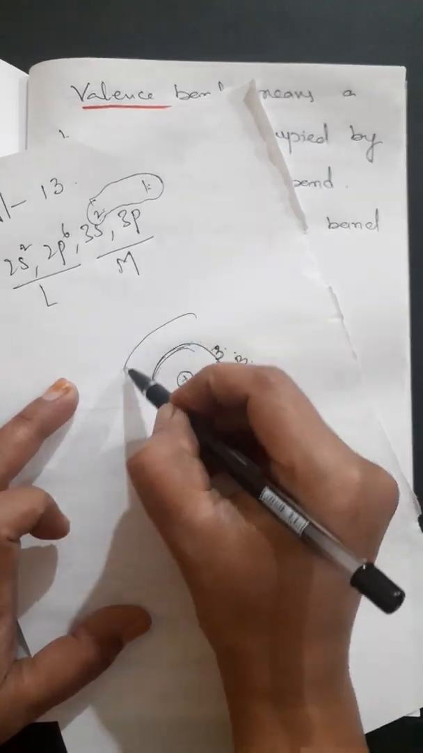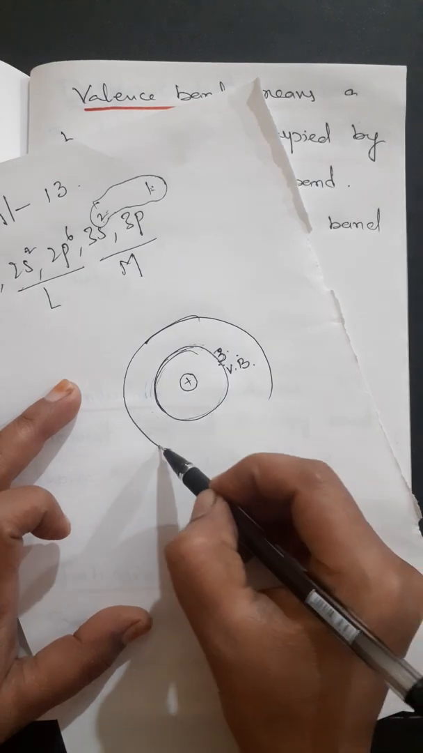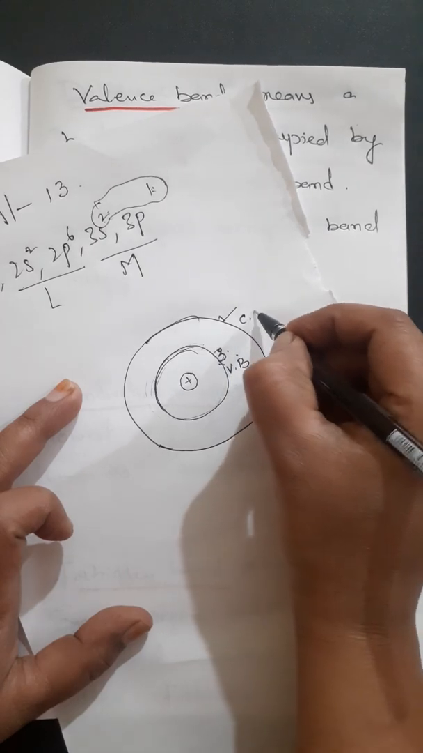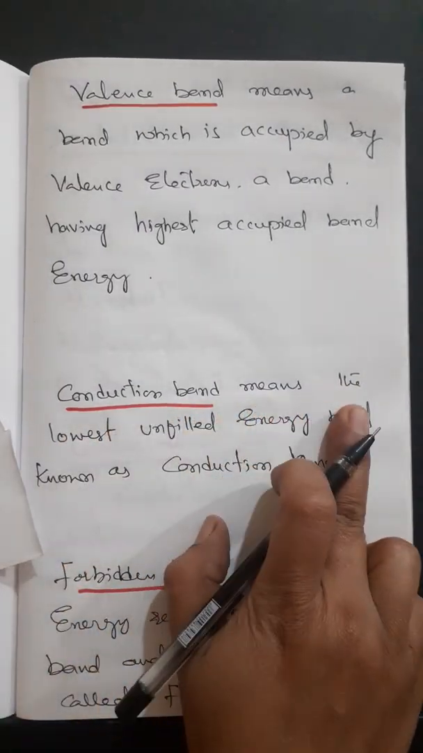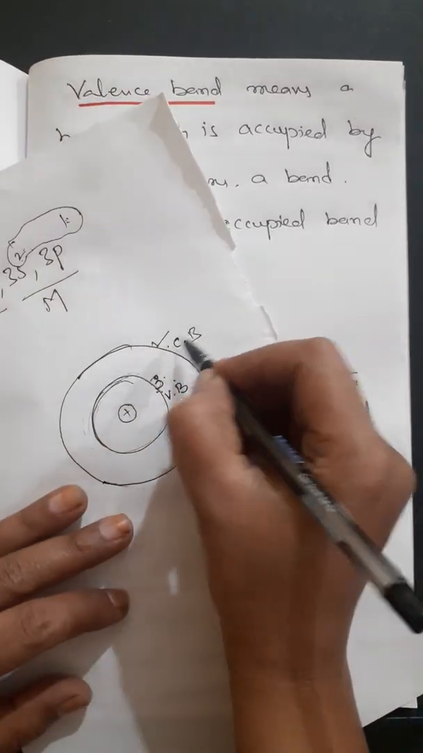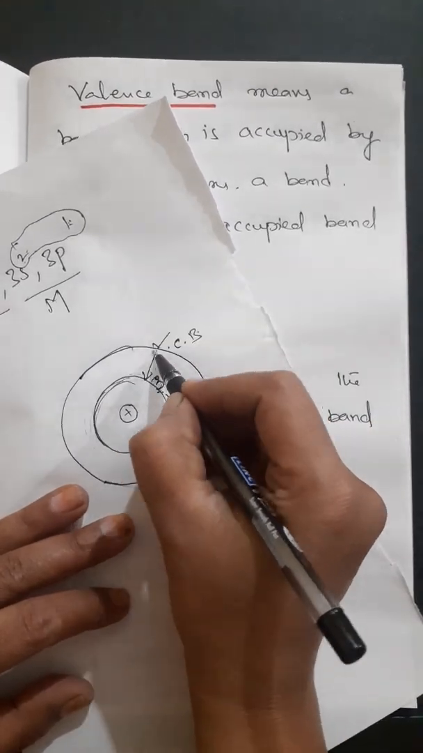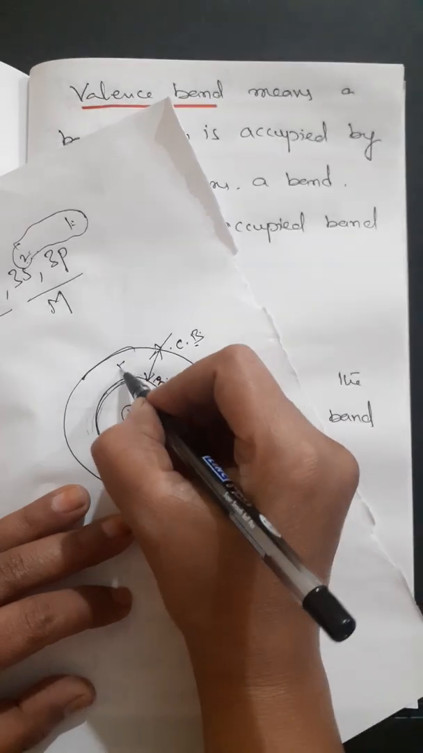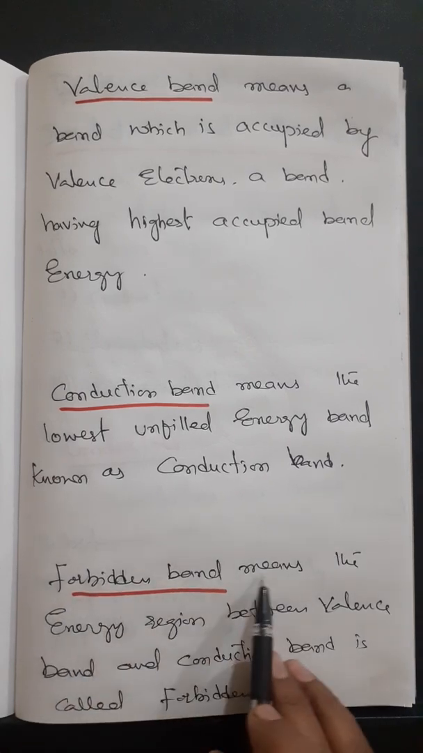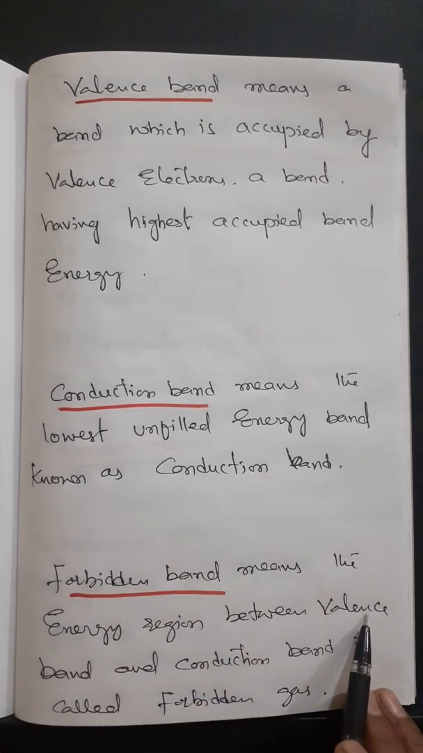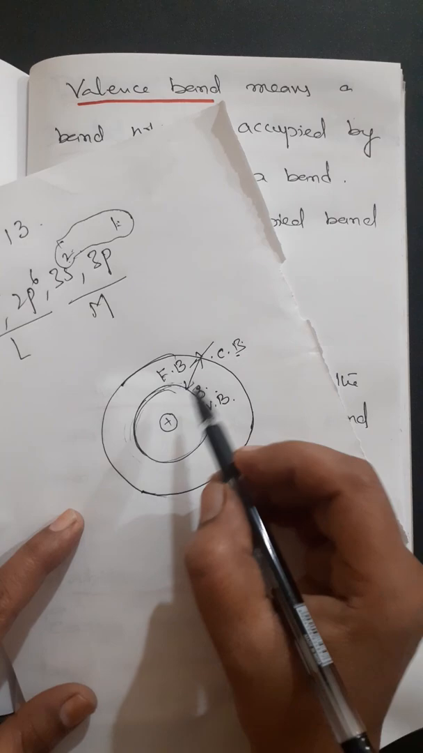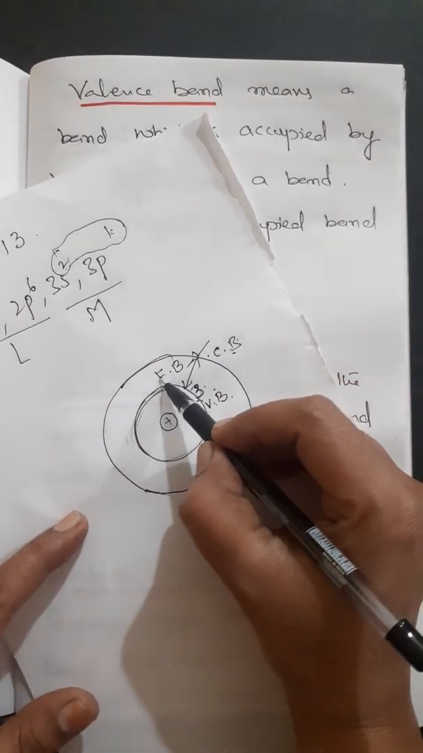And the next higher band, which is the lowest unfilled band, is called the conduction band. The definition of the conduction band: the lowest unfilled energy band is known as the conduction band. The gap between the valence band and conduction band is called the forbidden band. Forbidden band means the energy region between the valence band and conduction band. I hope you understand what is valence band, what is conduction band and what is forbidden band.